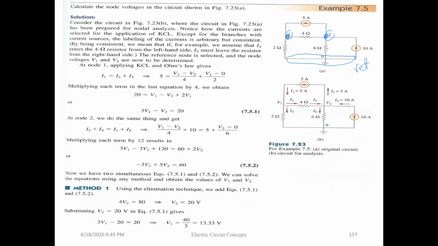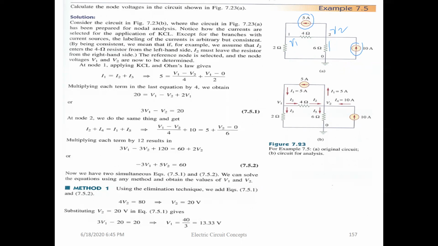So always a reference node has a 0 voltage. A non-reference node has a value that we don't know until we solve the problem. So the first step, we need to assign the voltages V1 and V2, and assign currents. Again, assign currents, this has already been assigned, this has already been assigned.